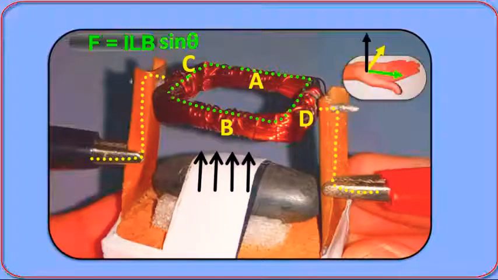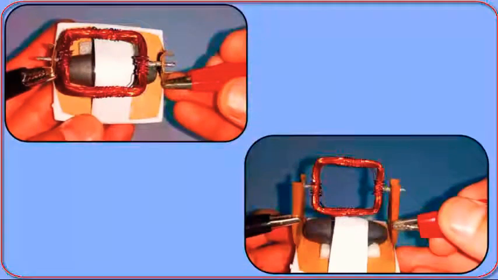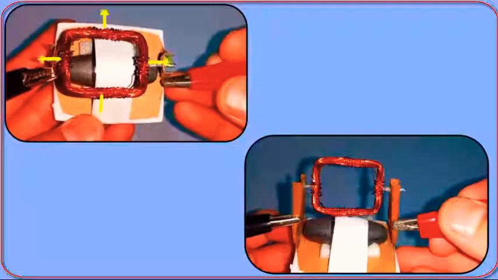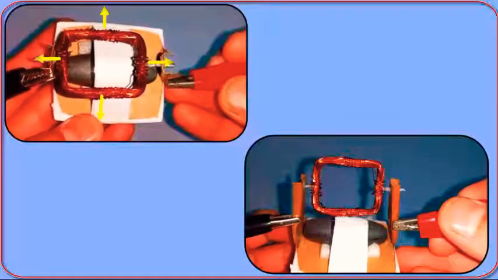Using the right hand rule, we can see that the forces on the sides A and B are along the moment arm. These forces balance each other. Similarly, the forces on the sides C and D are along the axis of rotation. These forces also cancel out each other. For the horizontal position of the coil, the sum of all the forces acting on the coil is 0. Therefore, no torque is acting on the coil.